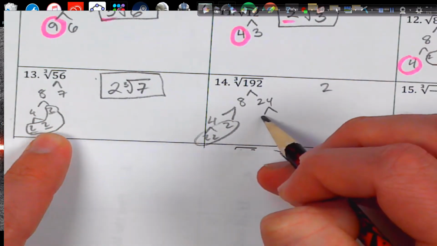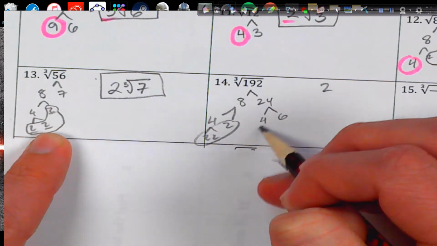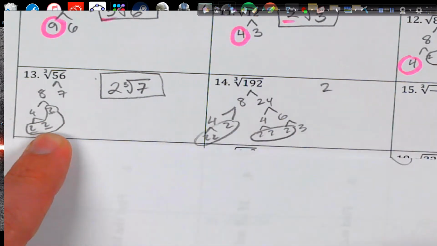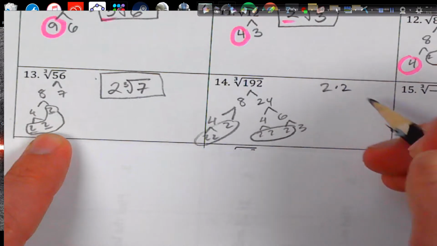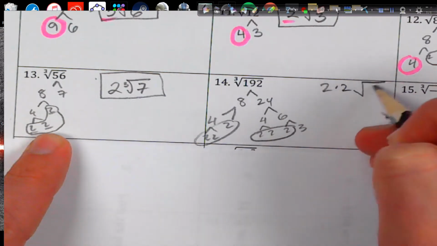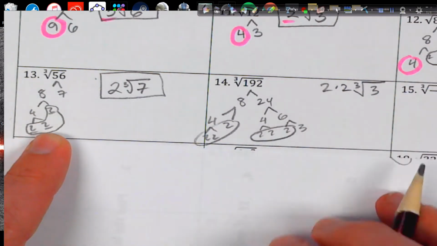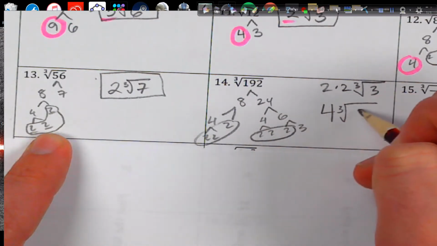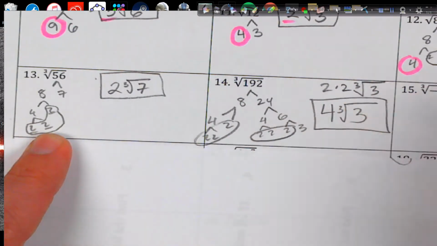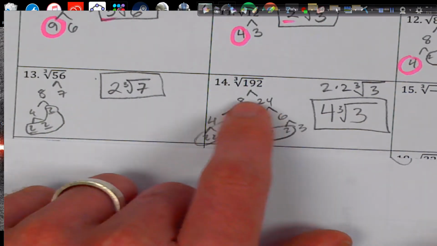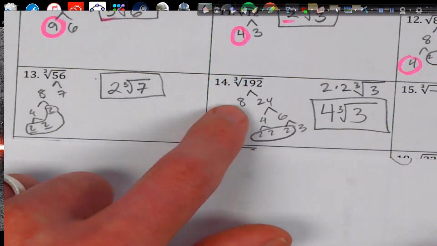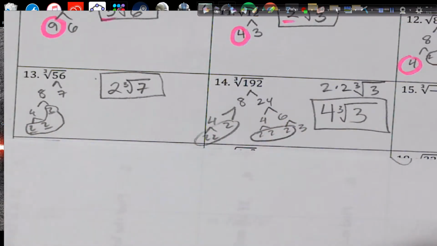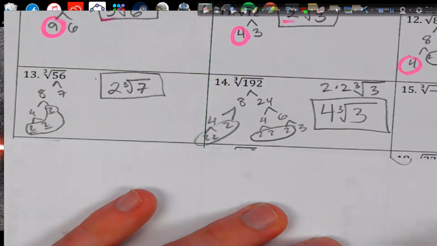24 breaks down into 4 and 6, which breaks down to 2, 2, 2, and 3, so we get another 2 to pop out. And then we're left with a 3 inside of the radical, and so we get 4 cube root 3. Okay, so sometimes, again, I just tried numbers. Now, I kind of know 8's breaking down into something, too, and that will work, so that's why I'm kind of trying 8, to see if it will work.